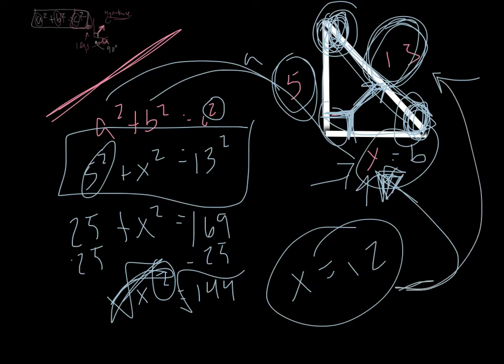Now, we can check it real quick just to make sure we're in the ballpark. Is that less than the hypotenuse? Yes, it is. That's 13. That's 12. All right? And that's pretty much it. That's the Pythagorean theorem in a nutshell.